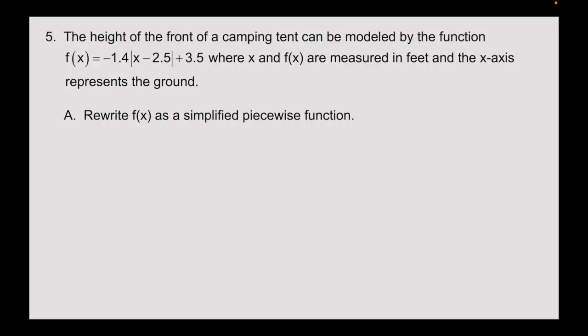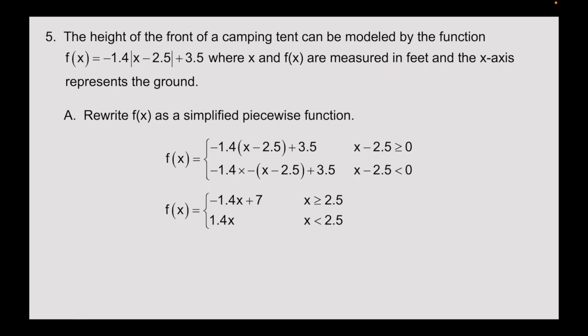For number 5, the height of the front of a camping tent can be modeled by the function that's given there, where x and f of x are measured in feet and the x-axis represents the ground. Rewrite f of x as a simplified piecewise function. So we know that with an absolute value function, we're going to have 4 different things to fill in, 2 expressions, and 2 inequalities.